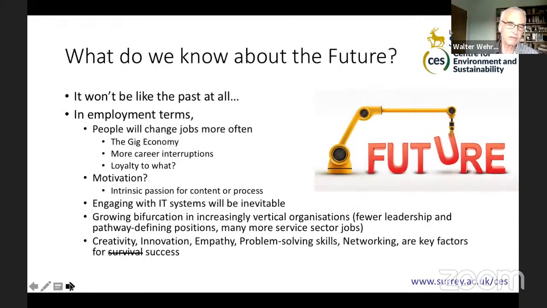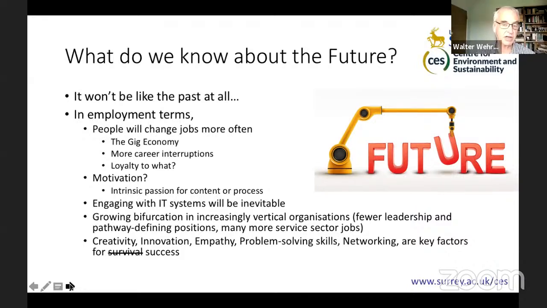What we do know about the future is that it won't be at all like the past. So we cannot perpetuate our past way of thinking and our past way of solving problems into the future. And more importantly, if you look at the sustainability agenda, the ethical agenda, the overall technology agenda, we know that the future cannot be anything like the past. The future must be a radical diversion from the past.